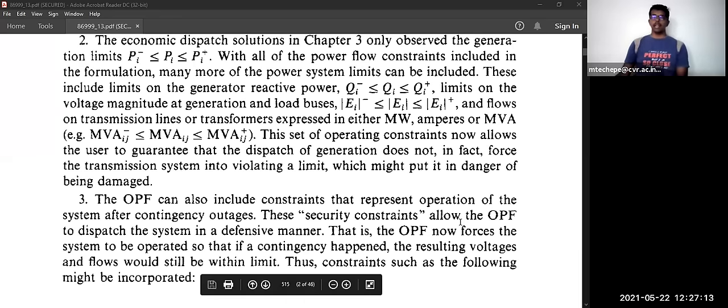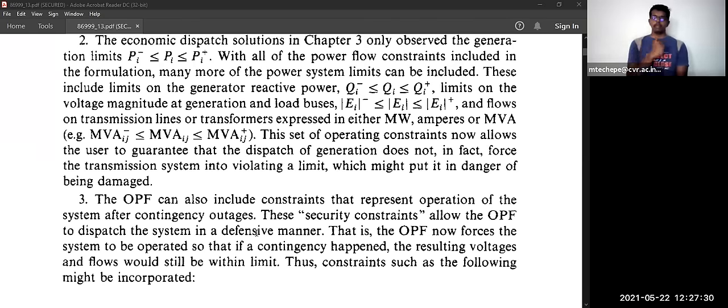So these contingency outages are called security constraints, and they allow the OPF to dispatch the system in a defensive manner. So whether the power that is being transferred is reaching or not, that is the defensive manner. Like for the first kilometer, we check whatever power wave is sent, whether it reached the first kilometer or not, then the second kilometer. If any fault is there in the second kilometer, again that constraint will be added into the account.